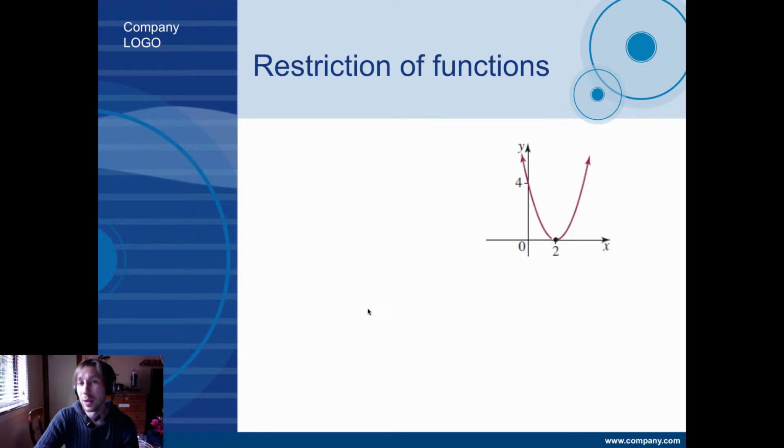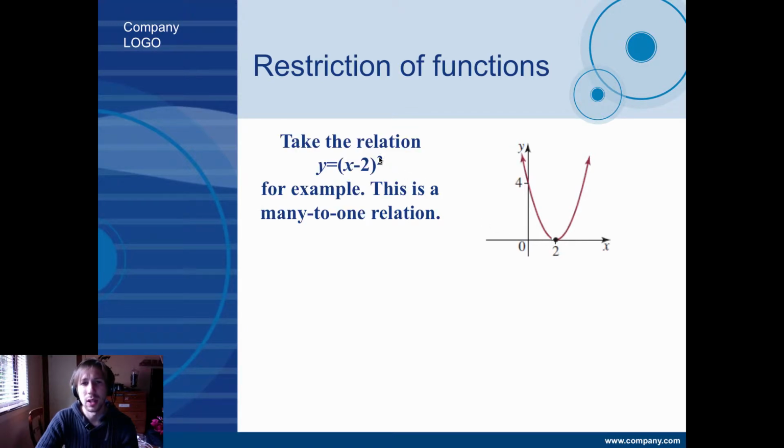Let's have a look now at how we can make it a one-to-one. Right, so if we were to split this graph, if we were to break it up into different sections, we could make it a one-to-one. Now, where's that special part that we're going to need to split it? Well, if we think about it, it's going to be at this turning point, isn't it? So let's have a think about this relation in particular, y equals (x minus 2) squared, for example. Now, as we know, this is a many-to-one relation. We're going to break it up at this turning point to make it a one-to-one. So let's watch this in action.